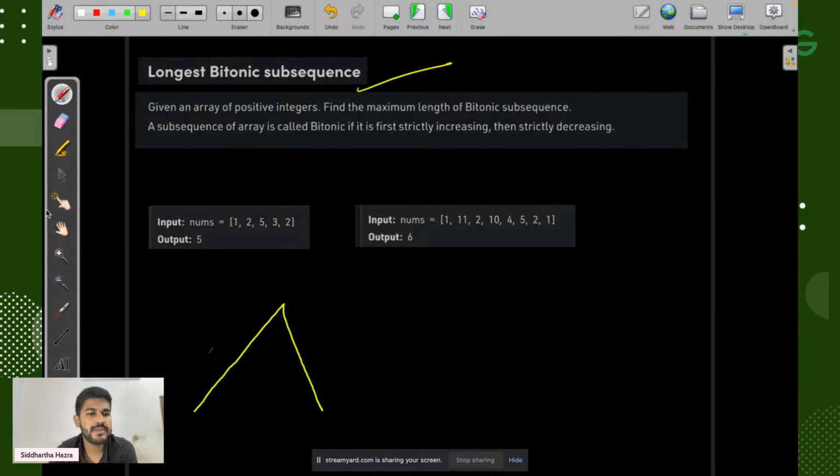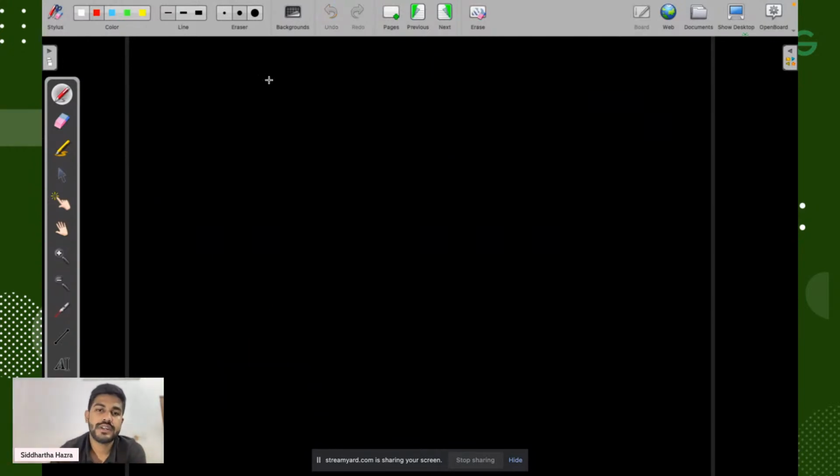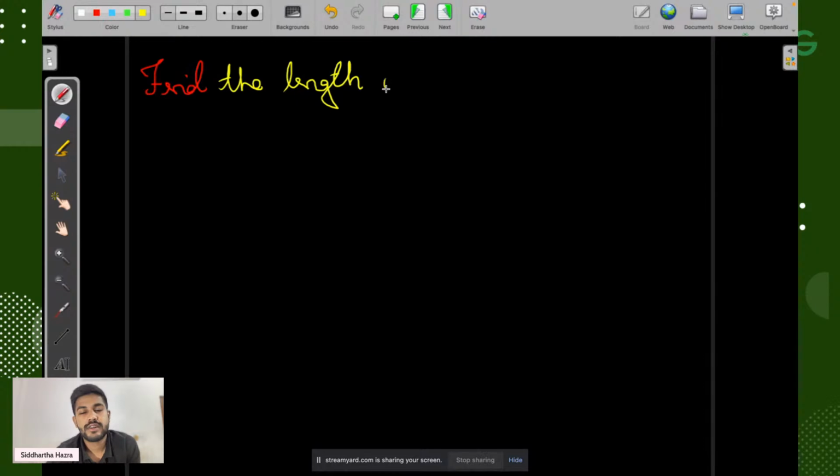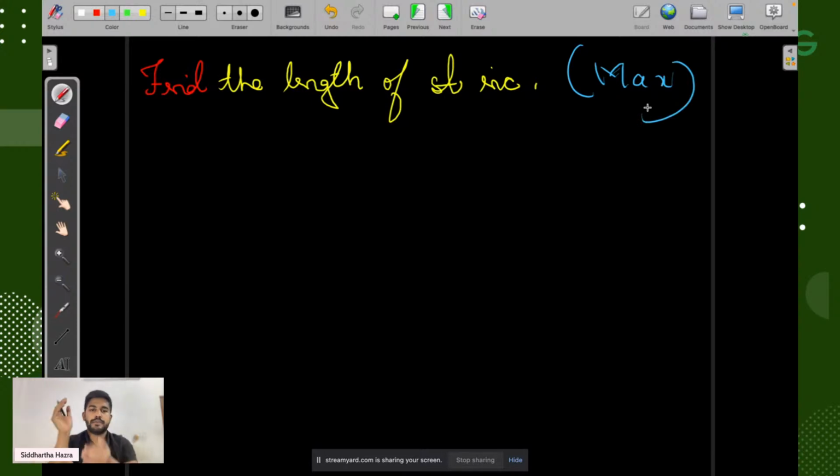Let us not touch this problem yet. Let us first break it down. This is the first part: first, strictly increasing. First, we would solve and find the length of the longest strictly increasing subsequence. That is, we need to find the strictly increasing one whose length is maximum.